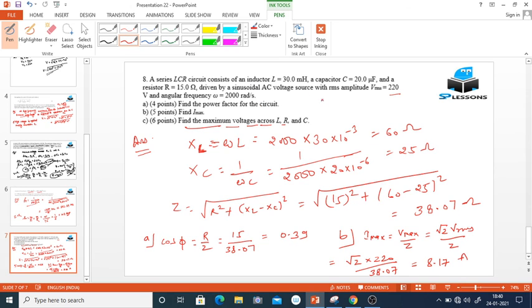So VR maximum you can find as I maximum multiplied by R. VC maximum is I maximum multiplied by XC, and VL maximum is equal to I maximum multiplied by XL. Put the I maximum and R, you get VR maximum. Putting the value of I maximum and XC, you get VC maximum. Putting the value of I maximum into XL, you get VL maximum.